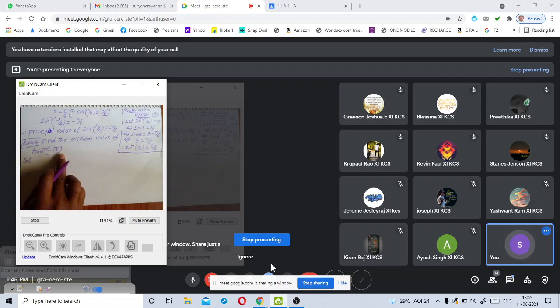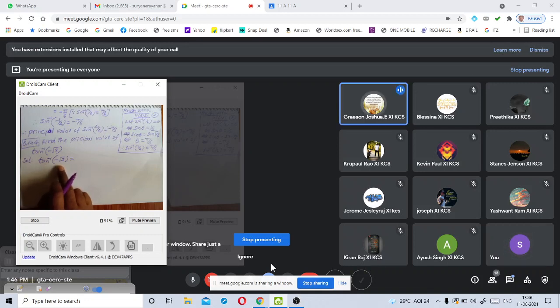Now come to this question. If we observe this question carefully, we can identify that this is in the form of tan inverse of minus x. Yes or no? This question is also based on finding the principal value of inverse trigonometric functions of a negative real number. Within the brackets, a negative number is there, minus root 3. Isn't it? Yes, sir.